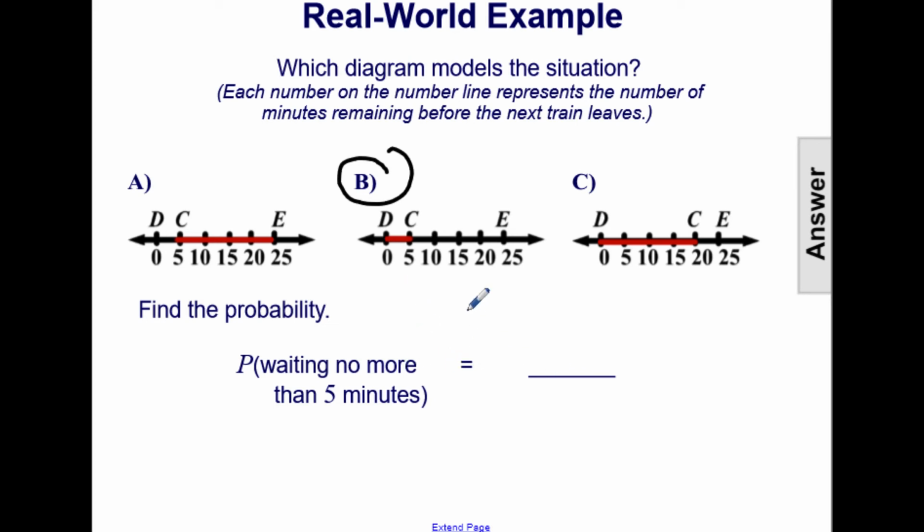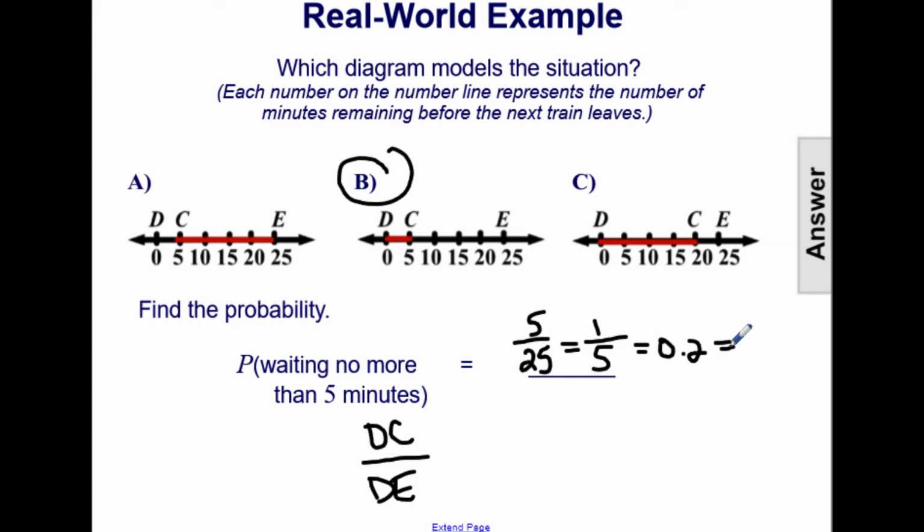That's your probability. Here we have the probability of DC over DE in this situation, which is going to be 5 over 25, which can reduce to 1/5 or 0.2, which would give us an answer of 20%. So there's a 20% chance that you'll be waiting no more than 5 minutes in this situation.